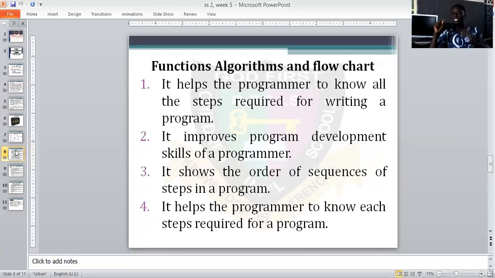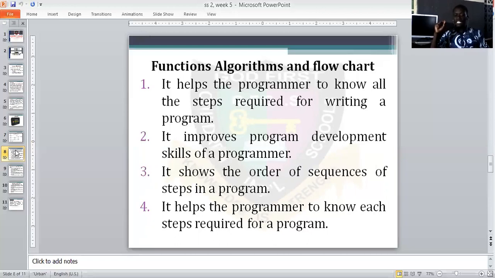It shows how you follow those steps one after the other. You can see how you move from page one to page two, from step one to step two, from step two to step three, from step three to step four, from step four to step five, like that. So it will show the order of sequence, how the program will do what it will do.